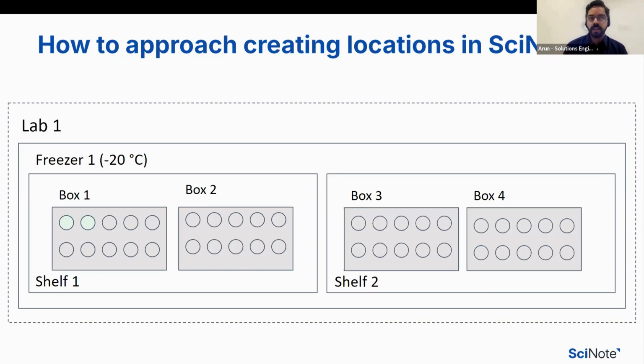So once you've mapped this out visually, then you can go into SciNote and you can build this out starting by creating the location for the lab. You open the lab location, create the sublocation for a freezer, and then open the freezer, create the sublocation for a shelf, and then open the shelf and create your boxes within the shelf. And then within the boxes, you'll be able to select a gridded box or a box without grids. And this is something we'll look at when we explore the use cases in a few minutes.